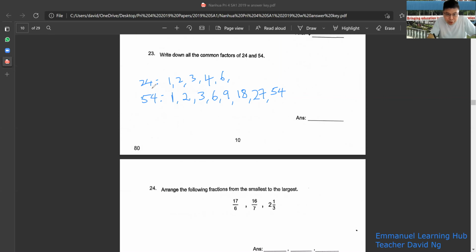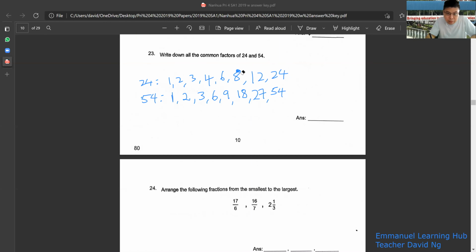Then you ask yourself, what number times 3 gives you 24? Because 4 times 6 is 24, right? So what number times 3 gives you 24? 8, good. Then what number times 2 gives you 24? 12. Then the last one is 24.